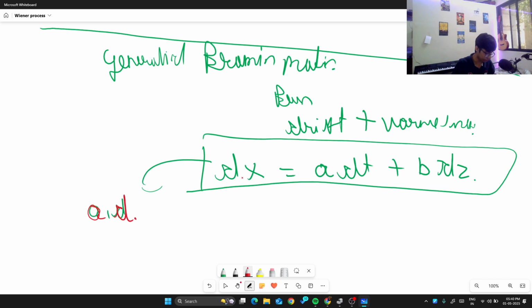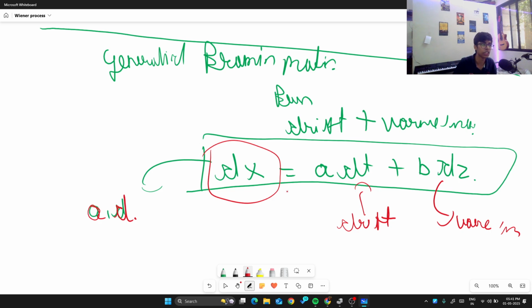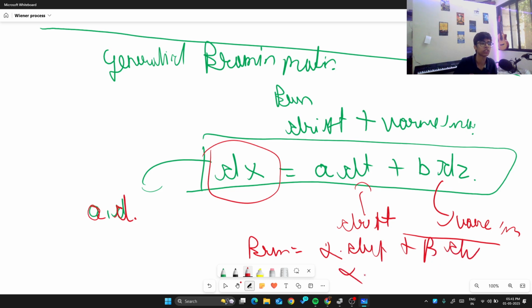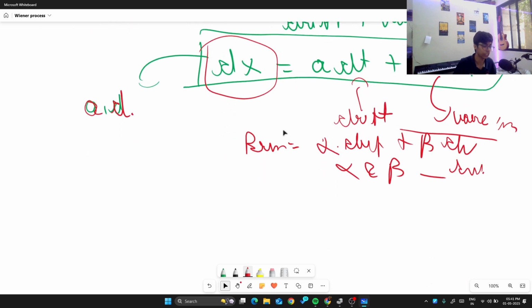Okay, and you can understand that this is the drift term and this is the variance term, right? All the uncertainty is a combination of the drift term and the variance term. That is Brownian motion with some alpha drift and some beta variance, where alpha and beta are variables or constants, and that's how simple it is. If there is no variance, let's say the variance is 0, then dx equals a dt, right?